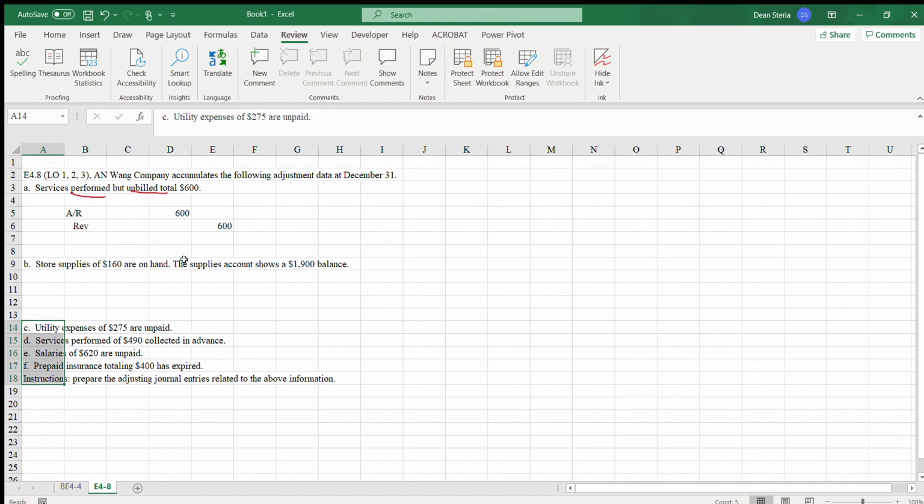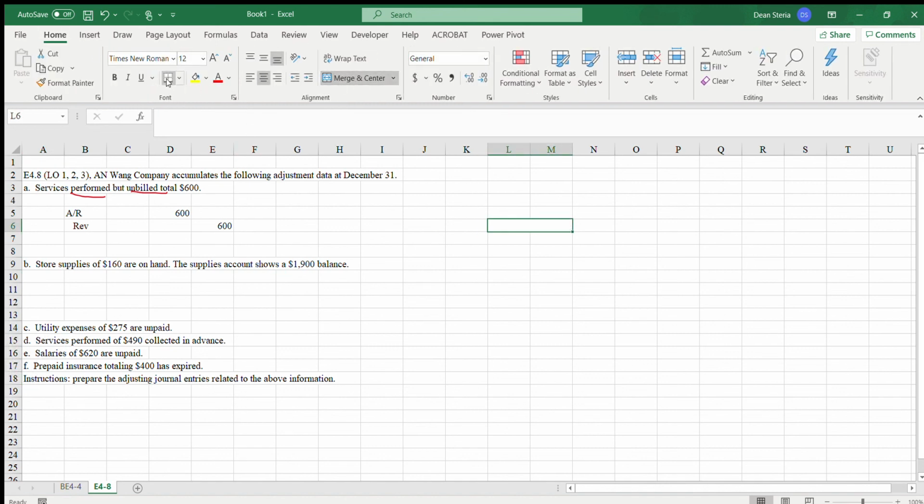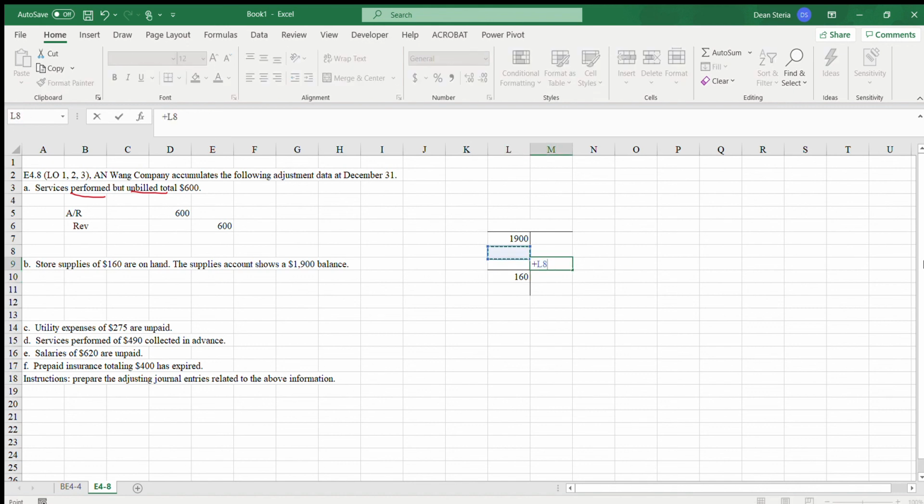Supplies of $160 are on hand. The supplies account shows $1,900. So again, when we have a question like this, it's easy to do a T account and figure it out. Okay, so here's my supplies account. I have a $1,900 balance, but it also tells me that I actually only have $160 left on hand. So how do I go from a $1,900 debit to a $160 debit? Well, I have to credit it for the difference. So $1,740.